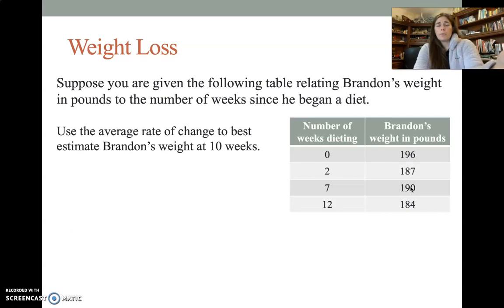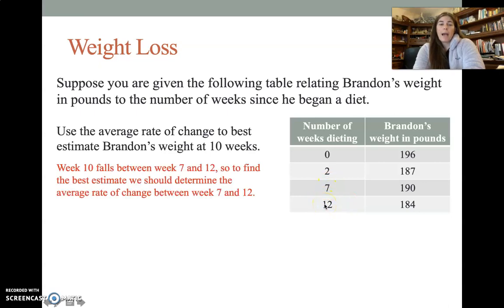And so a lot of times we do this because we have situations that aren't linear and we don't have a constant rate of change, but we still want to do something like this. We want to make predictions or estimate what something will be. We don't know what's happening in between, and so we have to use something, and oftentimes that something is the average rate. This part says use the average rate of change to best estimate Brandon's weight at 10 weeks. So 10 weeks is right here. So if I want to estimate at 10 weeks, I'm going to find a different average rate of change now. 10 weeks falls in between 7 and 12, and so I want to find the average rate of change between week 7 and 12.